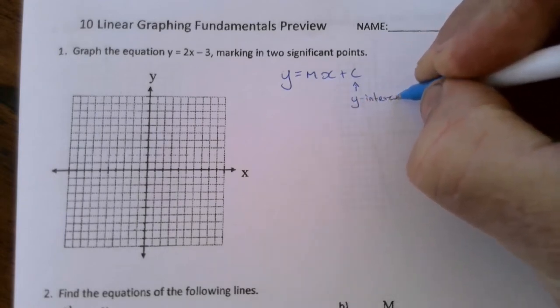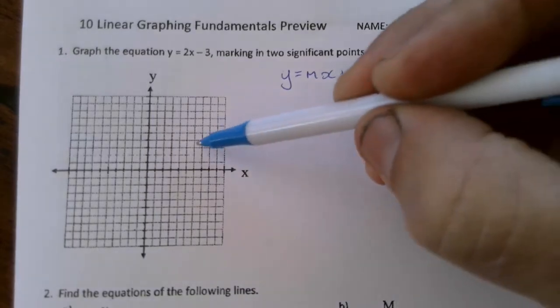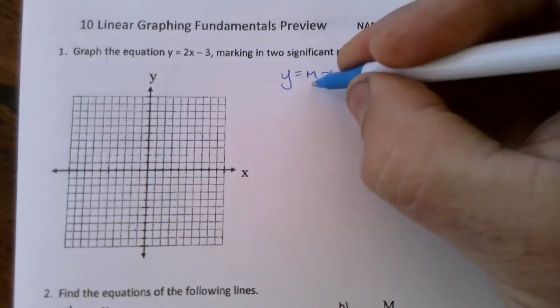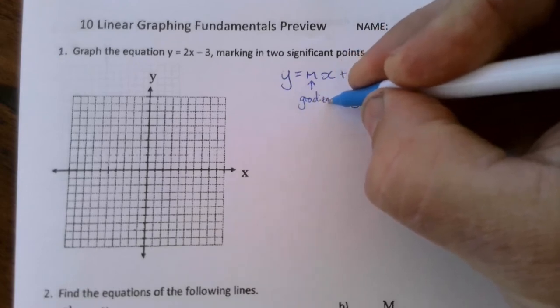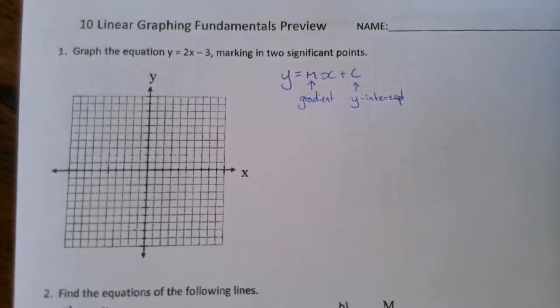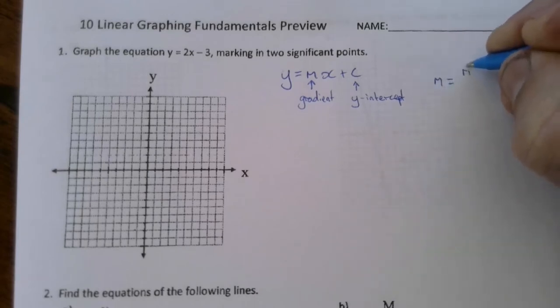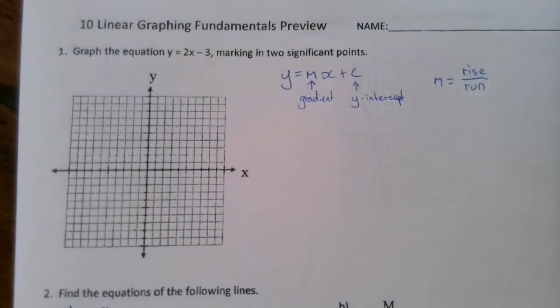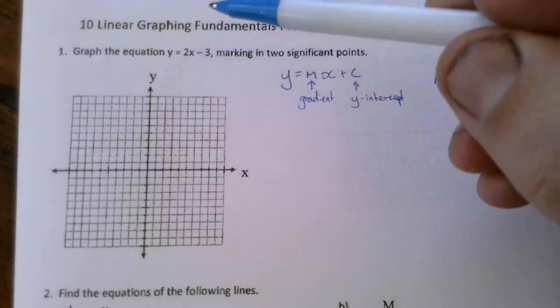That is the point where it's going to cross this line. Okay, and the m is the gradient. It tells you how steep the line is. Okay, and it is easy as well because the gradient is calculated as the rise over the run. So you're going to be able to use that to mark in how steep it is. You've got all the information that you need in these questions to graph them.